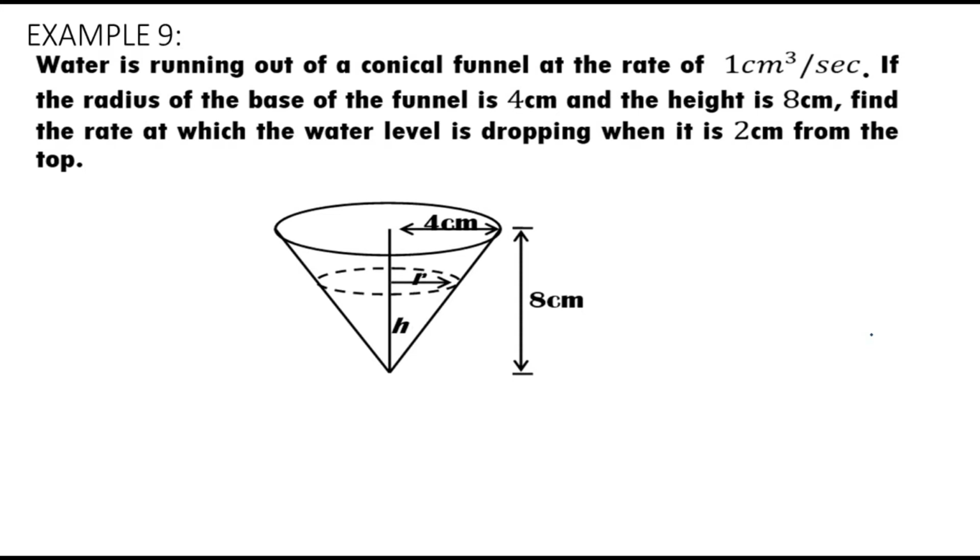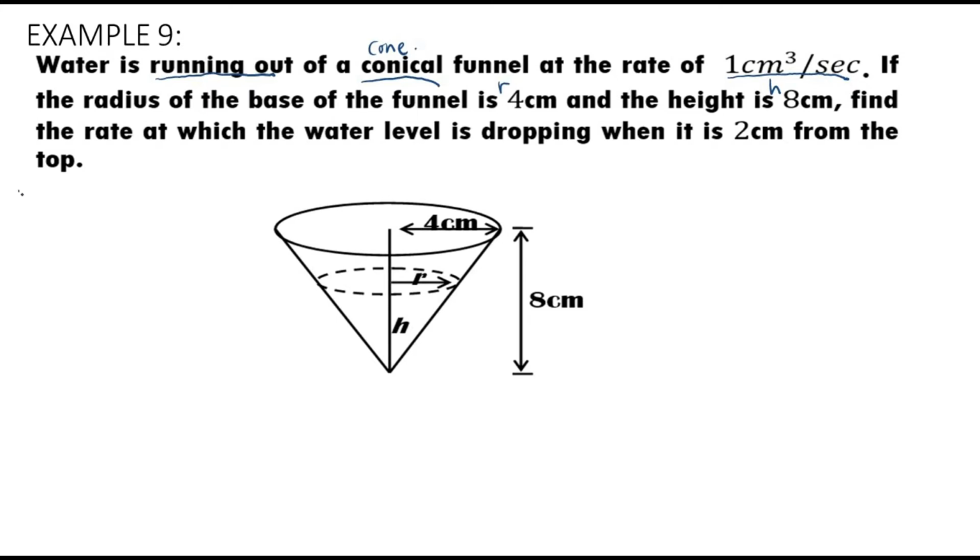Example 9. Water is running out of a conical funnel, so we have a cone shape here, at the rate of 1 cm³ per second. If the radius of the base of the funnel is 4 cm, meaning our r is 4, and the height is 8 cm, meaning our h is 8, find the rate at which the water level is dropping when it is 2 cm from the top.